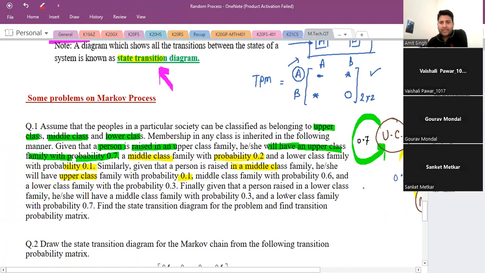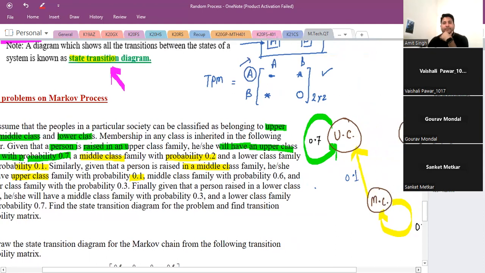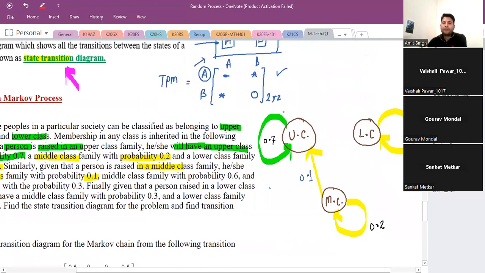Finally, given that a person raised in lower class family, let me read it again, what is given. Given a person raised in upper class family will have upper class 0.7, middle class 0.2. Okay, so what is given, it is correct. So the relation I need to reframe. Firstly given from upper class to upper, then upper to lower, and then upper to middle. These things are given one by one, so I need to reframe it.